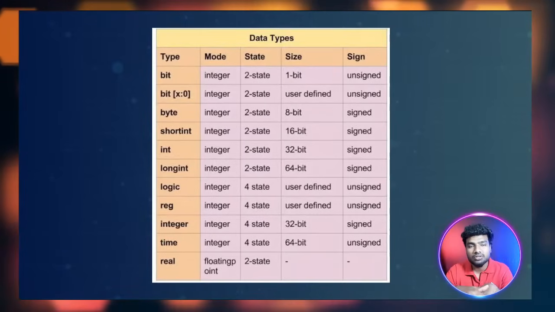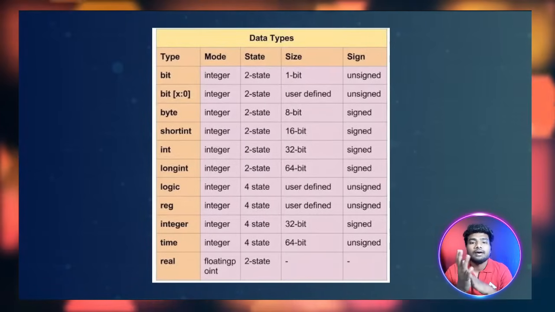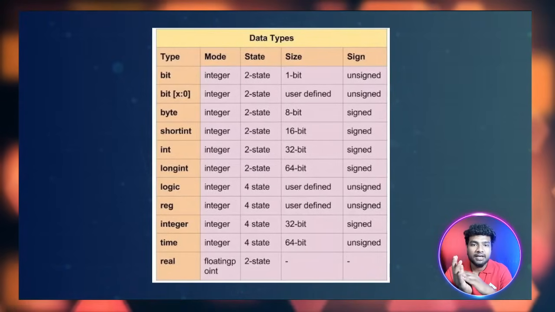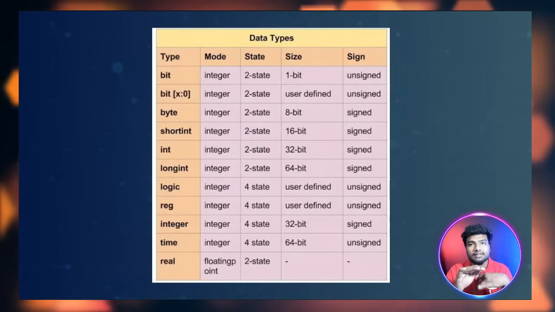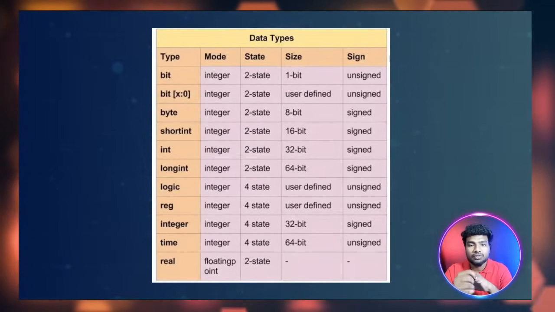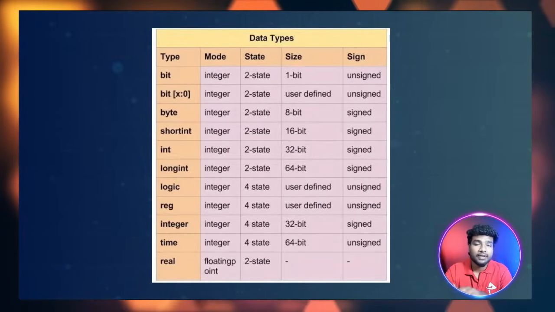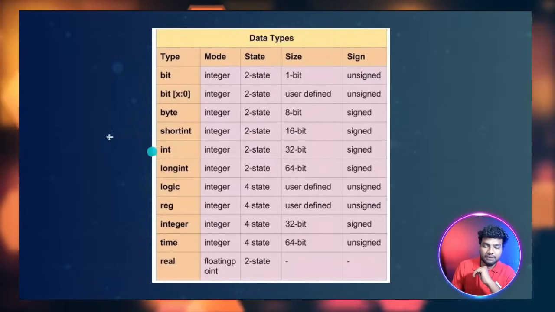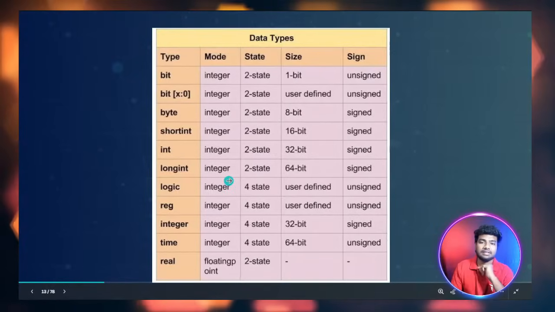This is the main advantage of SystemVerilog's data types over Verilog. The logic data type can do both the reg kind of thing and the wire kind of thing. So the logic data type is a combination of reg and wire. These are the basic data types we have in SystemVerilog.